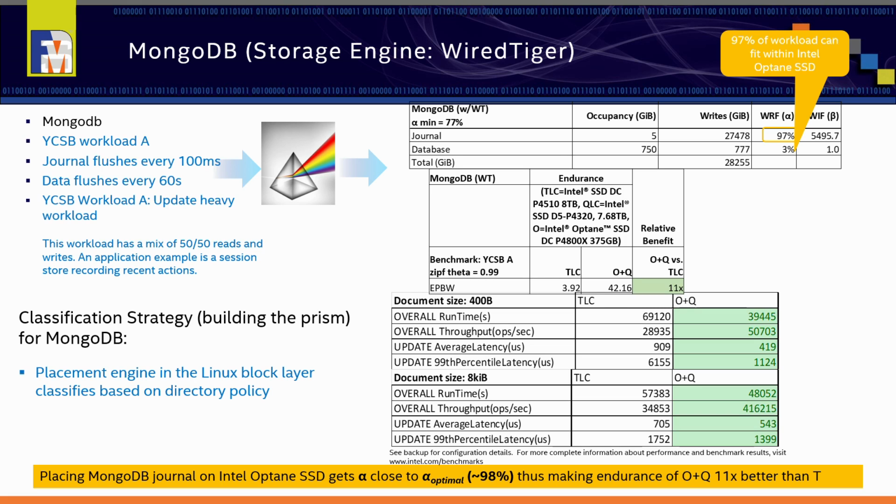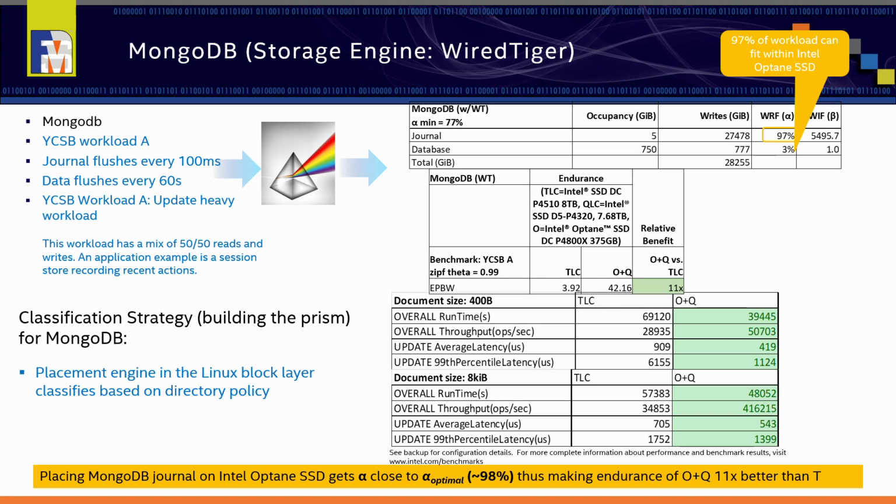More than 90% of writes are targeted to just 5 gigabytes of capacity, while the rest, a few percent of writes, are targeted to more than 700 gigabytes.